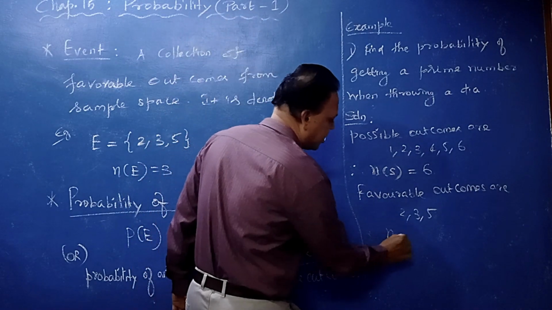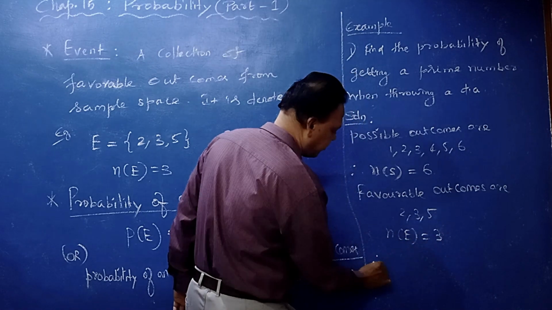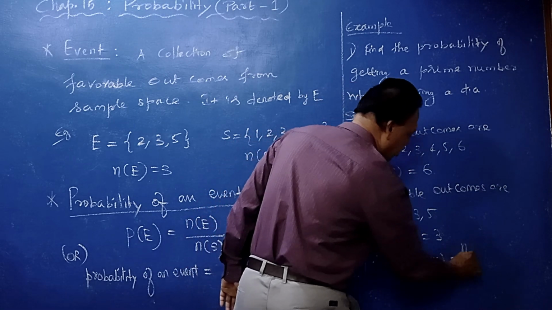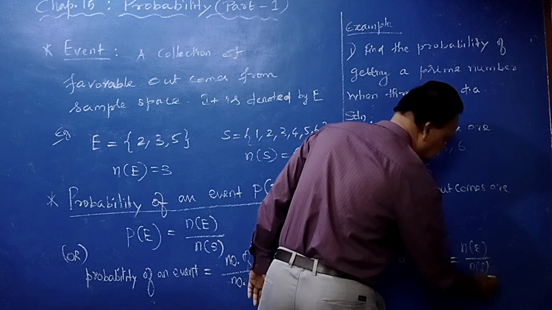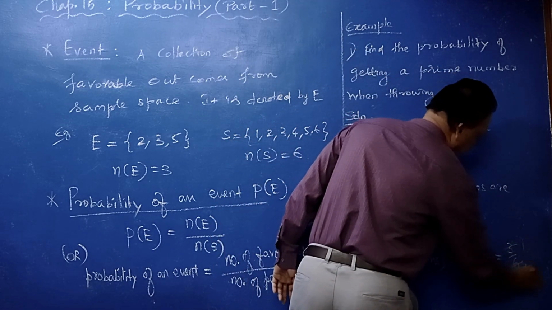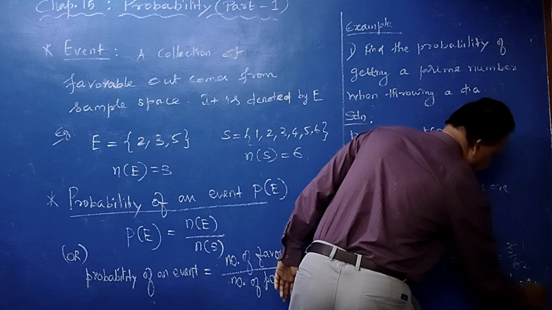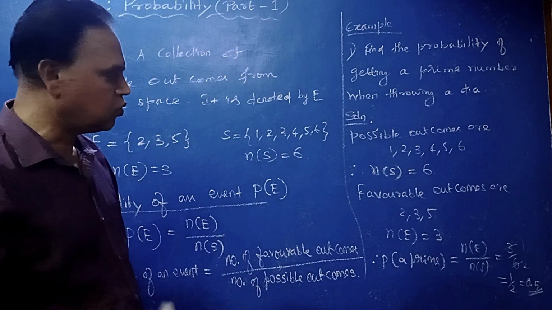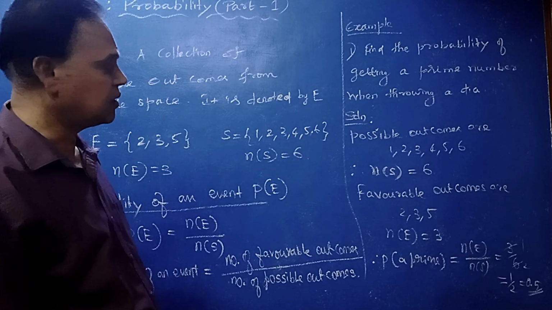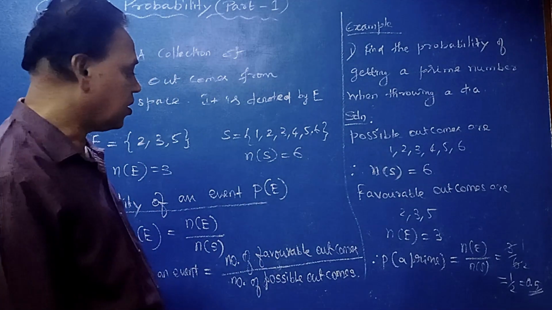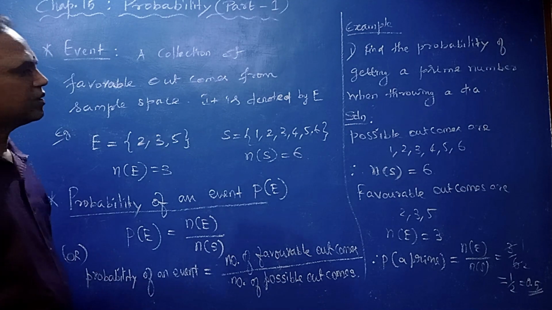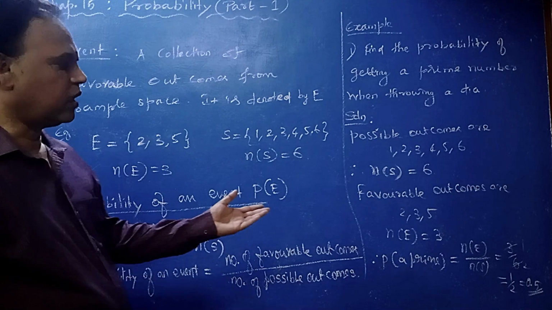Therefore, number of favorable outcomes, that is n of E, equal to 3. Therefore, probability of a prime number equals n of E by n of S, that is equal to 3 by 6, which is 1 by 2. You see 1 by 2 is 0.5. So the probability value is always from 0 to 1. Understand? So always you have to remember. The formula is probability of an event, where the event here is getting a prime number, when throwing a die. Clear? Okay, understand?